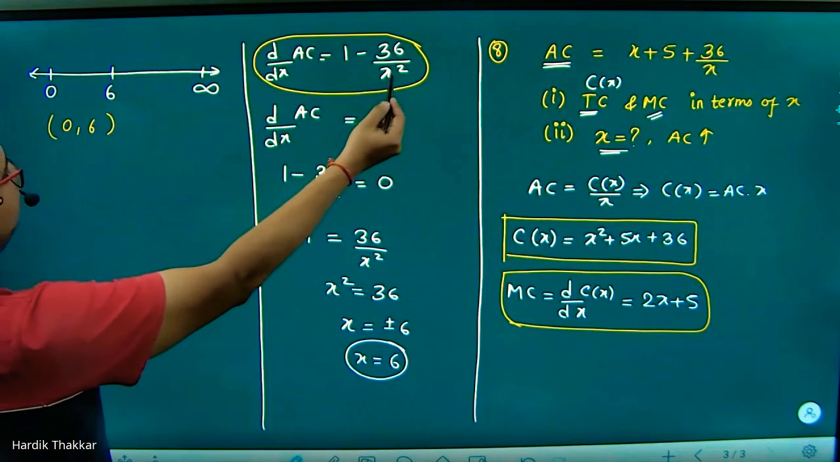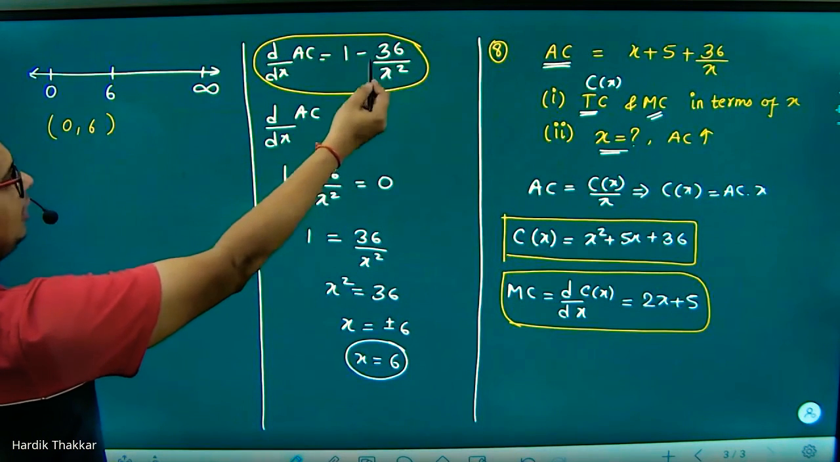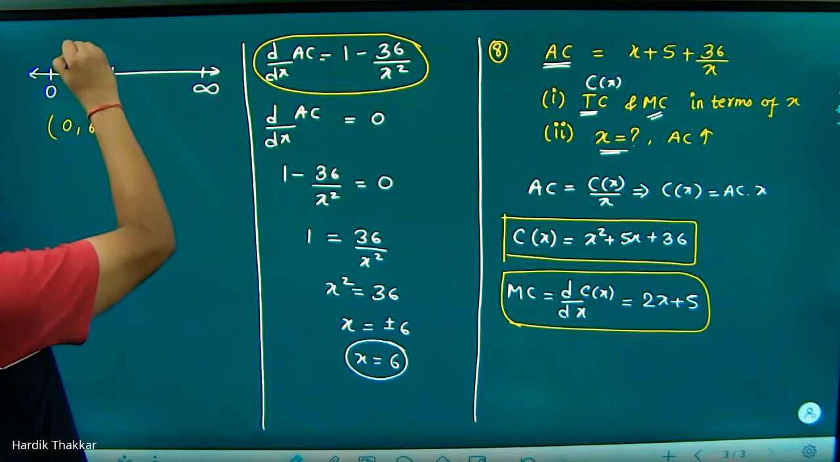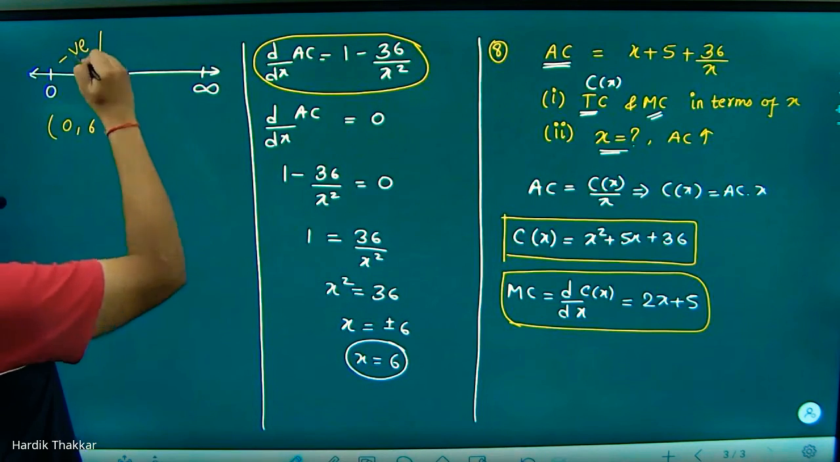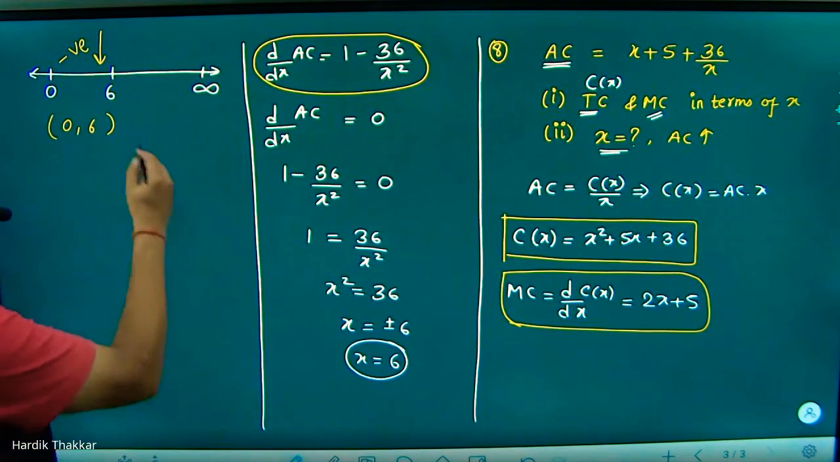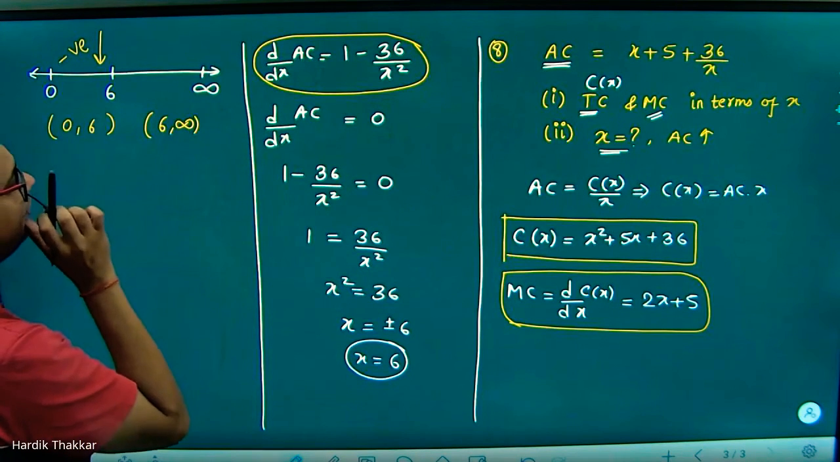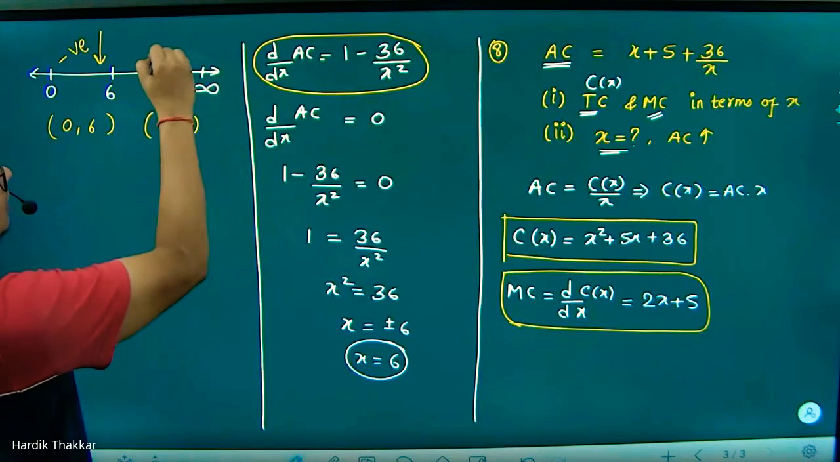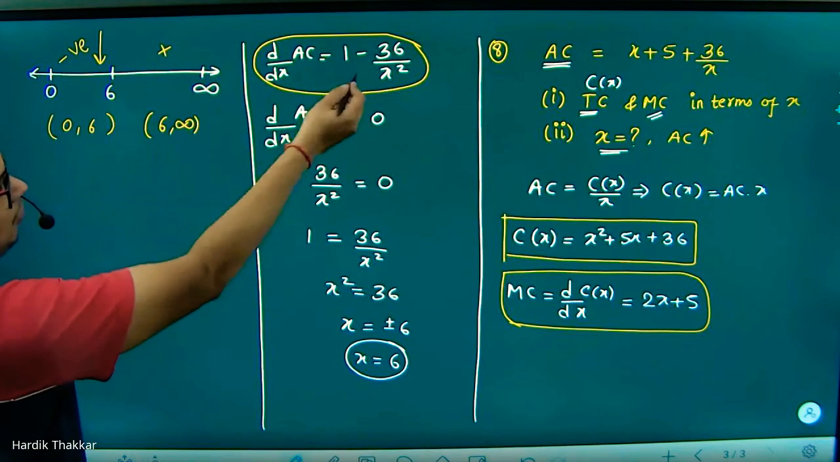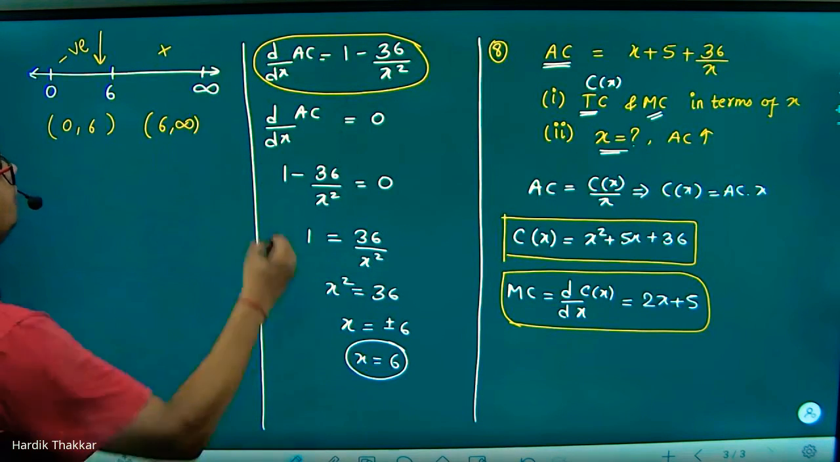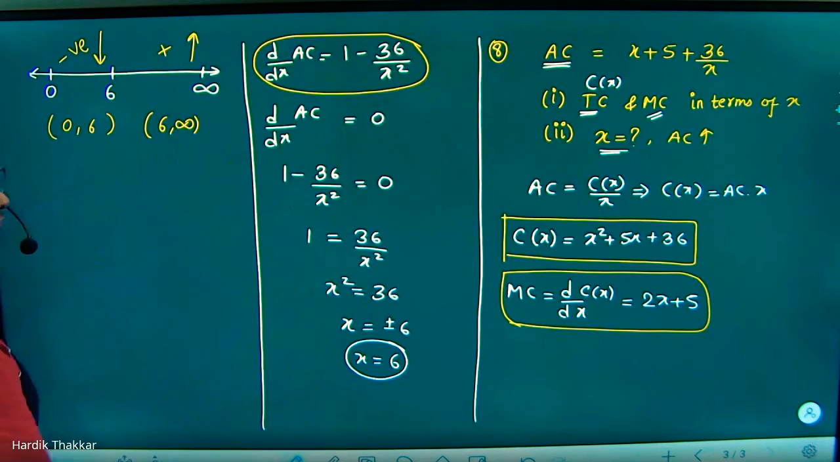It is negative. Suppose x is equal to 1, you will get a negative value. So for this interval the AC function is decreasing, whereas for this interval 6 to infinity the AC function will be increasing. Check whether the sign is positive or not. Yes, it will be positive for this interval. Okay, so for this interval the AC is increasing.